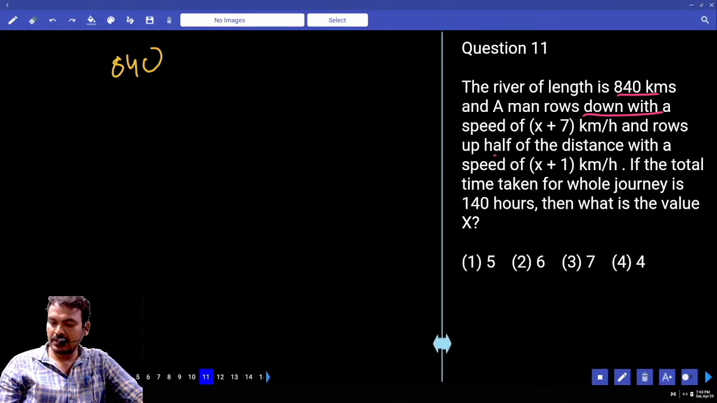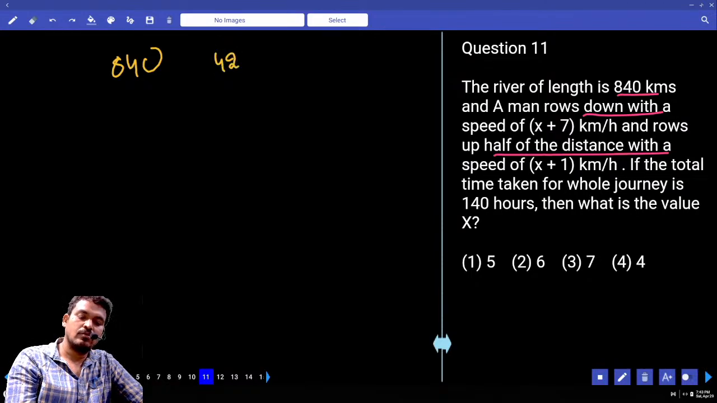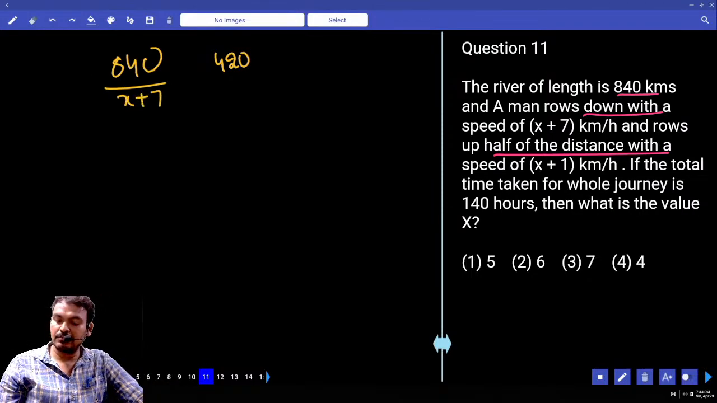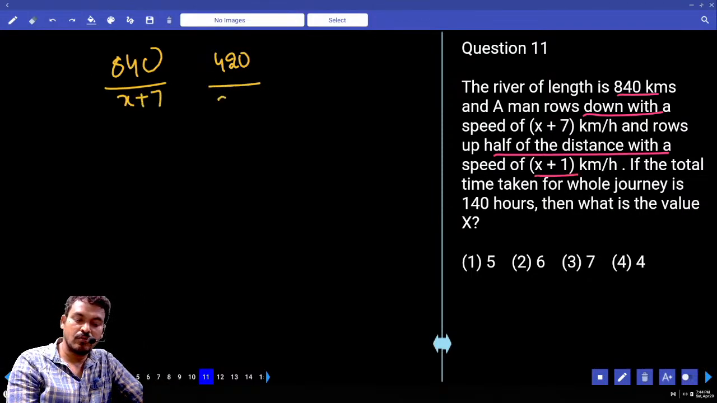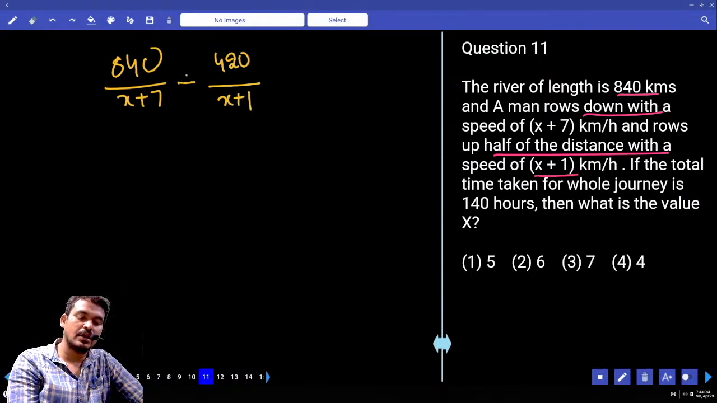But upstream distance is half value or double value? Half value. Means upstream distance is 420. What is the downstream speed? x plus 7 or x minus 7? x plus 7. What is the upstream speed? x plus 1. Distance by speed plus distance by speed, we get the total time. What is the total time?